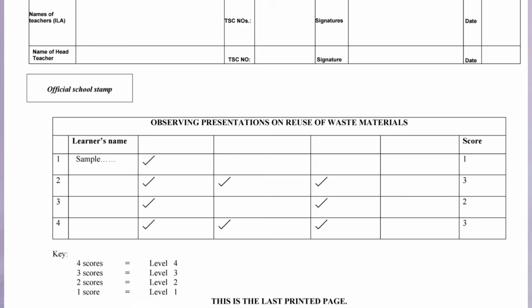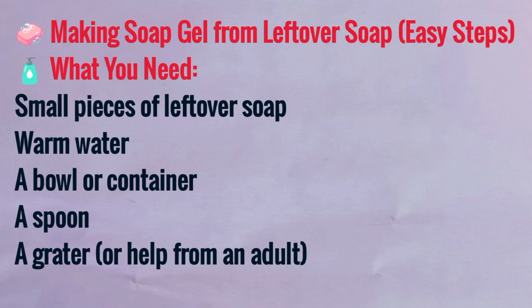So here I'm going to take you through the process of making a soap gel from leftover soaps. So what do you need when you are dealing with this project? The first thing you need is small pieces of leftover soaps. You need also warm water, a bowl or a container, a spoon, and a grater or help from an adult. Those are the items you need when carrying out this project.